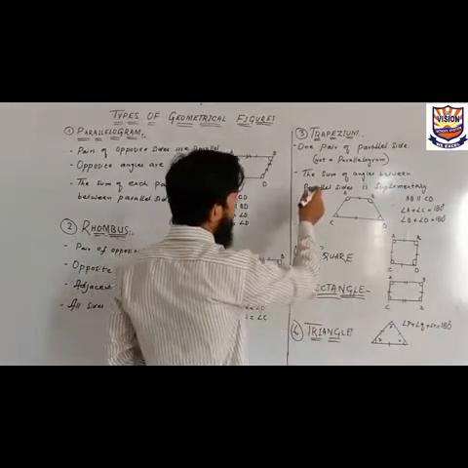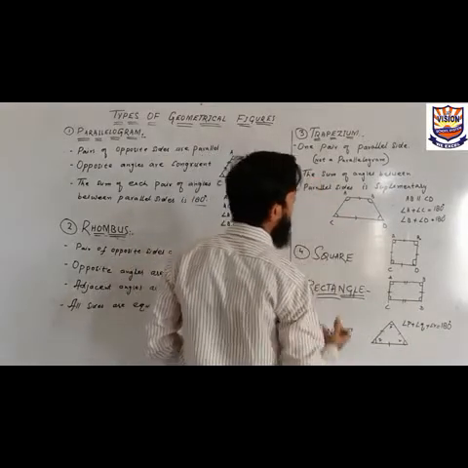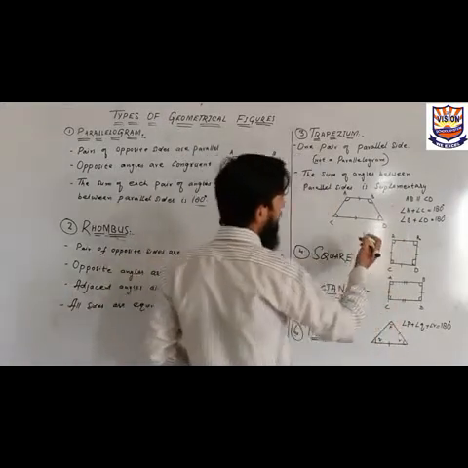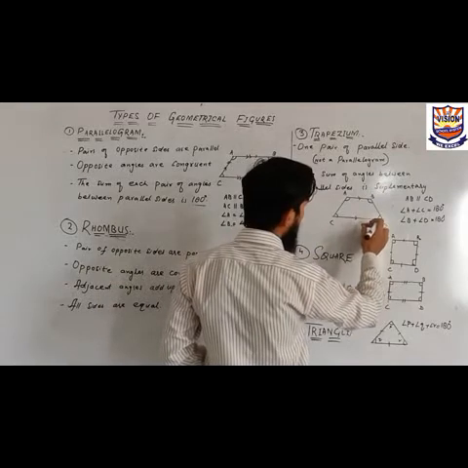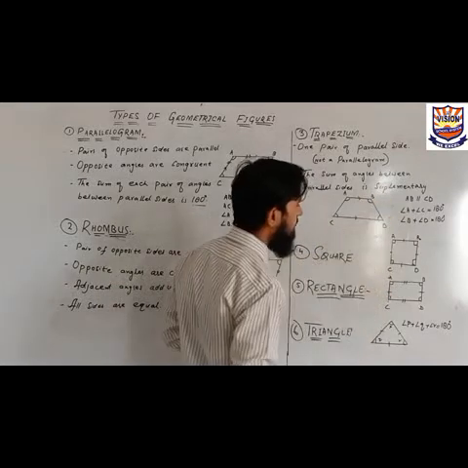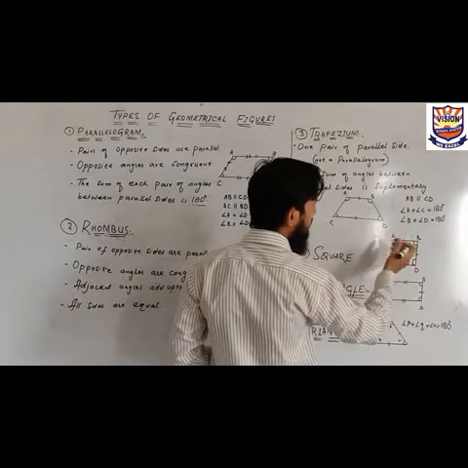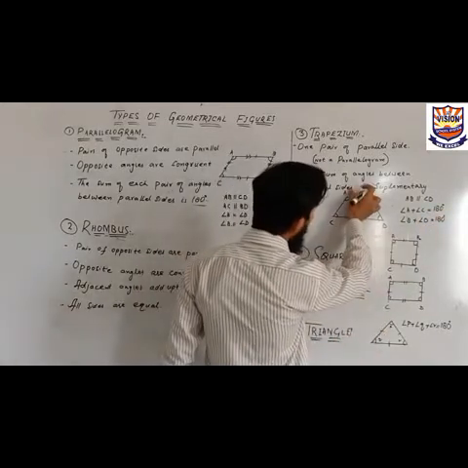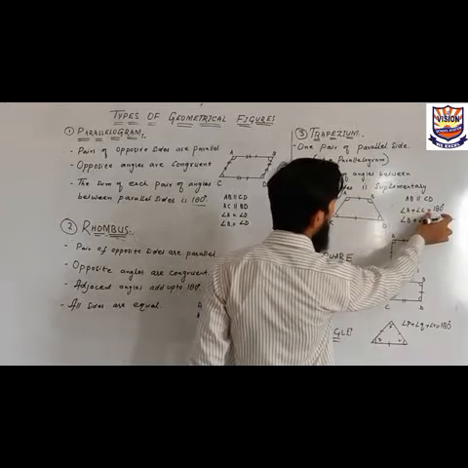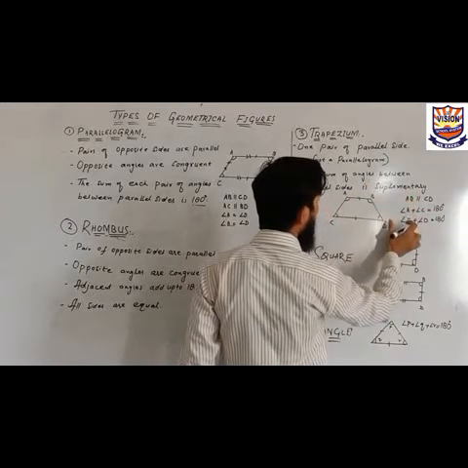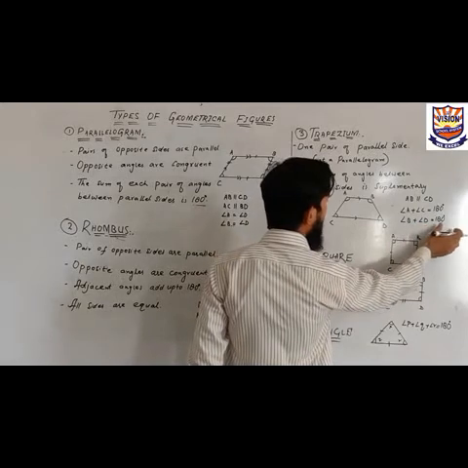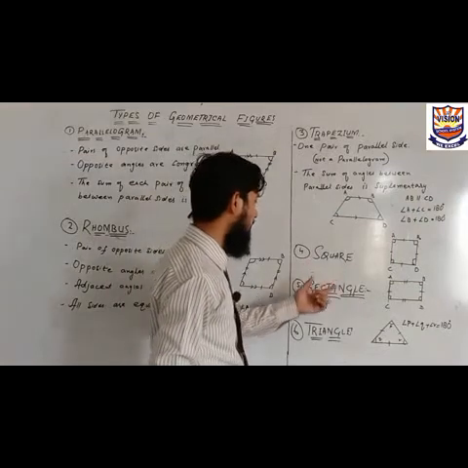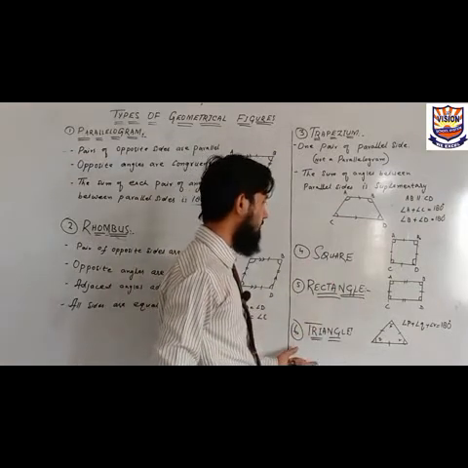Now one more thing is that the sum of angles between parallel sides is supplementary. Again, the sum of angles between parallel sides is supplementary. Supplementary means the sum of two angles or more than two angles is equal to 180 degrees. So here angle A and angle C is equal to 180 degrees, and angle B and angle D is equal to 180 degrees.